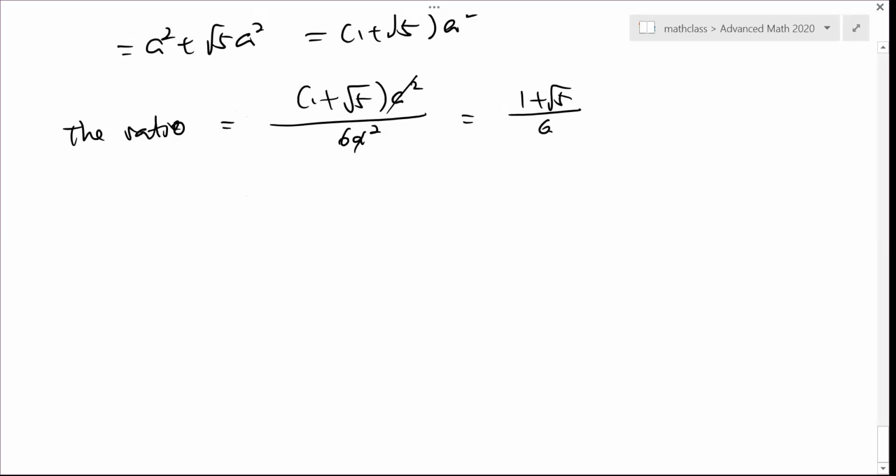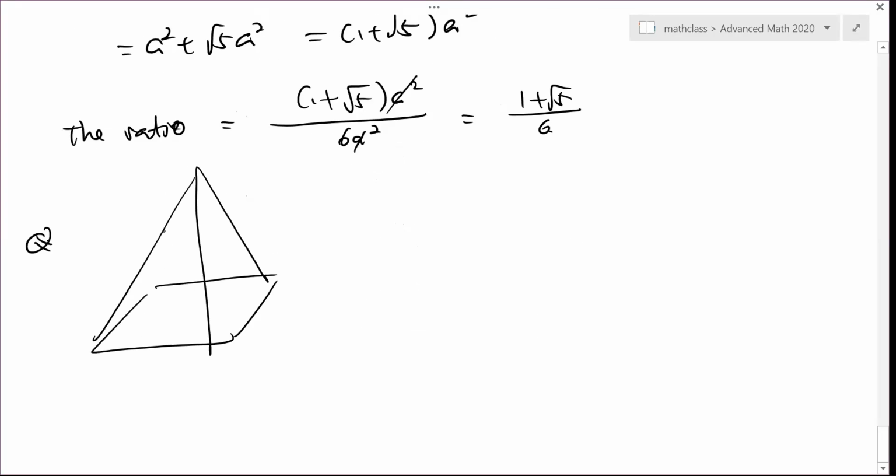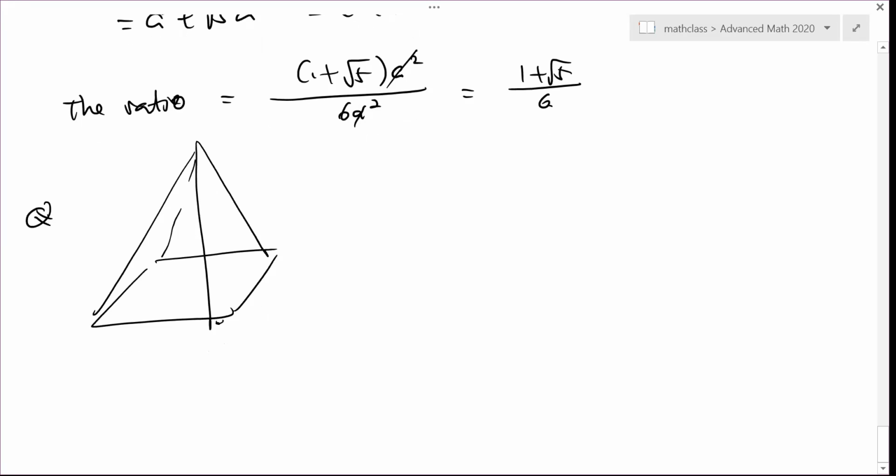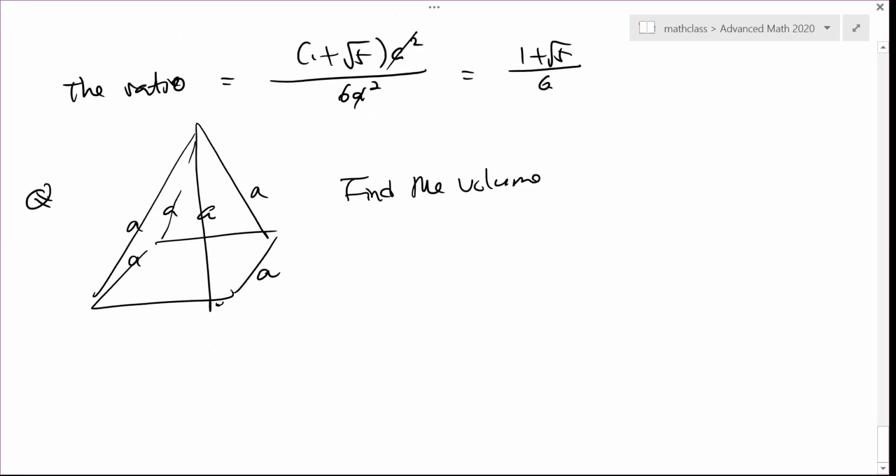Right. So there is another type we can look at. This is a pyramid again, and it's a right pyramid. This time, I know all the triangles are the same size, equilateral triangles. So can we find the volume of this pyramid?